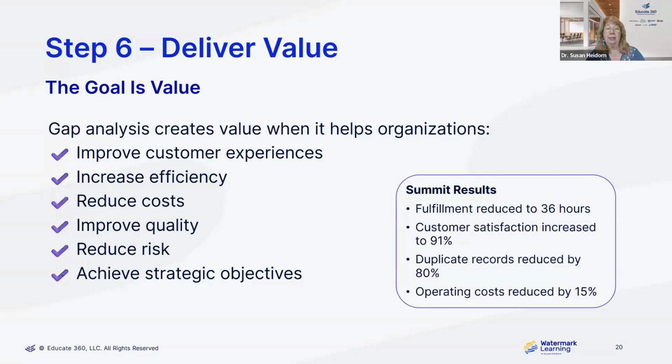So if you look at Summit, we go back to our outdoor gear: fulfillment reduced by 36 hours, because they said now it's 7 days. We want it in 24 hours. Customer satisfaction was, I think, in the 70s. Now we want it at 91. Duplicate records reduced. We had it in 3 places. Now we'll have it in 1, or at least whatever we do to reduce that. And operating cost reduced by 15%. What does value look like, and how do we know if we've achieved it?